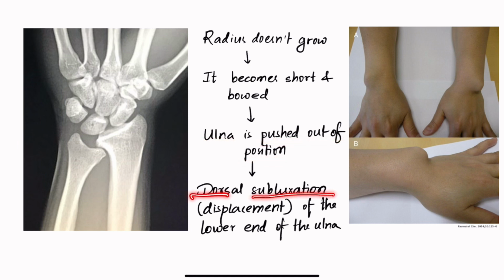Dorsal subluxation or displacement of the lower end of ulna takes place. Due to the retardation in the growth of the lower end of radius, the lower end of the ulna gets pushed dorsally.